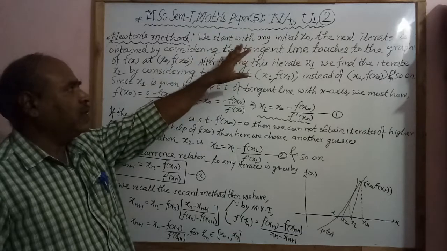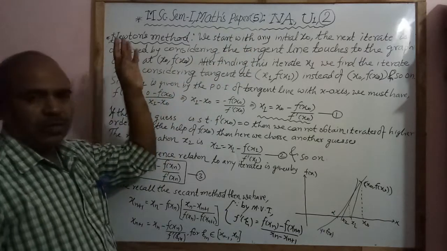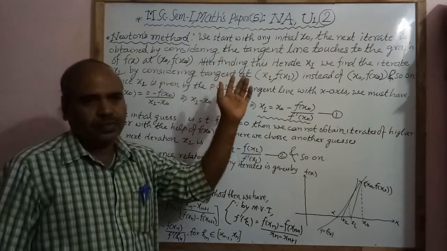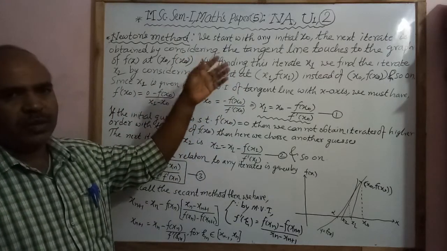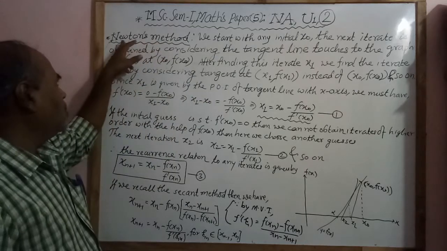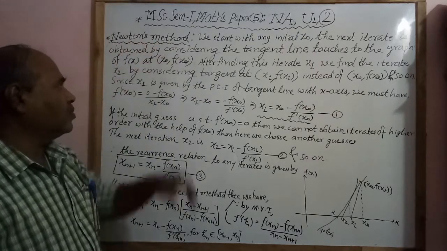Maths paper 5, numerical analysis. We have seen the bisection method. In that method we divide the interval by the midpoint formula. Now we see the next method, Newton's method.